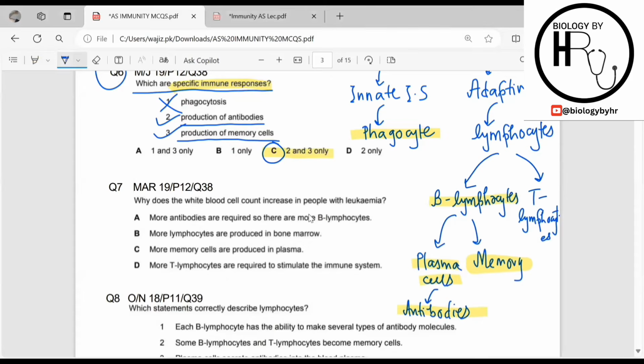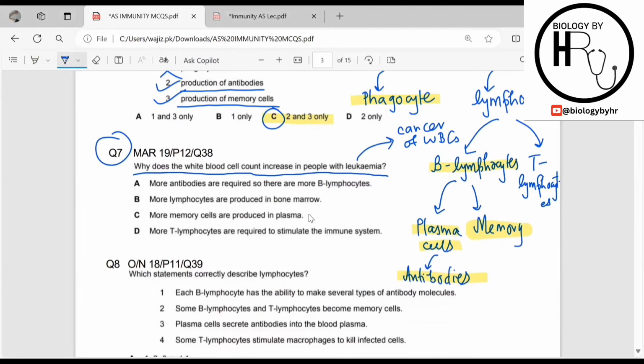Question number 7 is asking why the white blood cell count increases in people with leukemia. For this question we must know what leukemia is. Leukemia is basically the cancer of the white blood cells. We know that in cancer, the cells divide uncontrollably, or the cells divide abnormally.